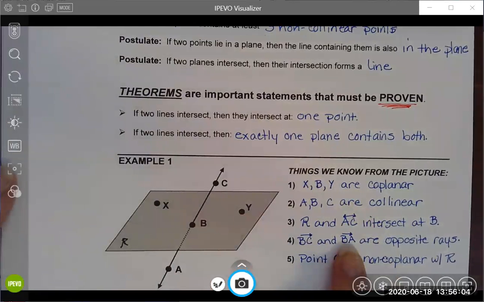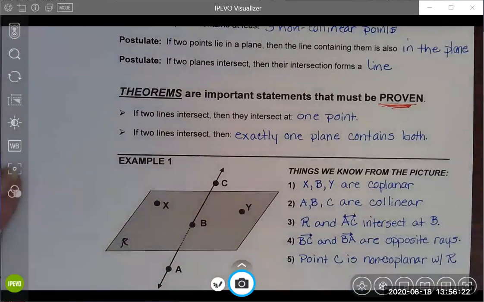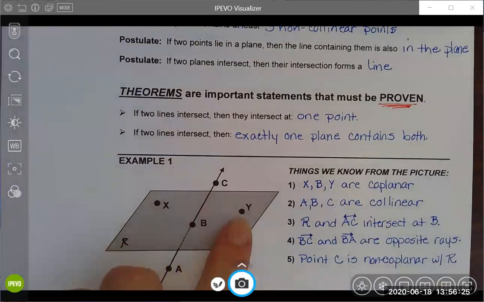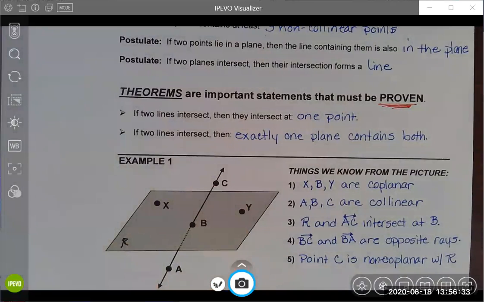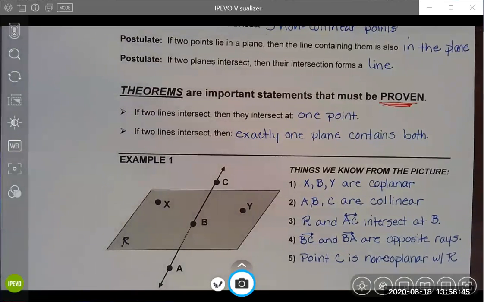Ray BC and ray BA are opposite rays. They share a common endpoint and make a straight line. Point C is non-coplanar with plane R. Point C does not live on this plane, nor does point A. There are other things that this picture doesn't show that still exist, however. There is a line, CY, that could be created because any 2 points create a line. I could also create a different plane through point B, Y, and C because any 3 non-collinear points can create a plane. So there's more than just what's shown in this picture that exists.